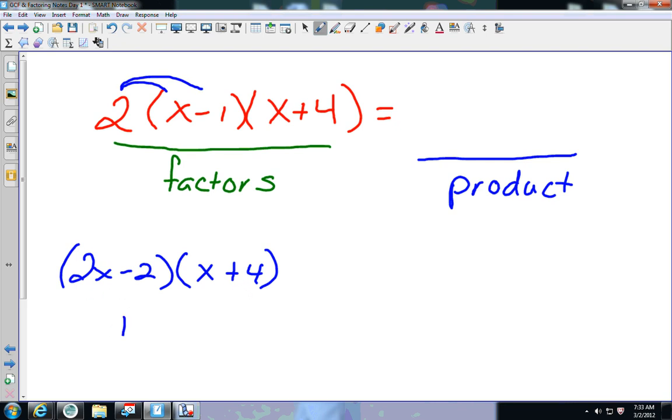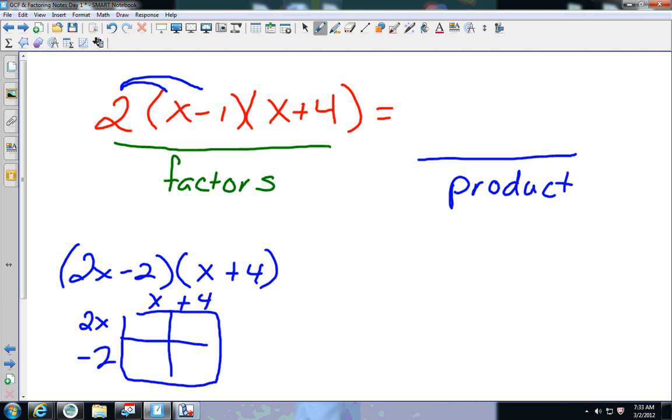Okay, and then on this one, to find your product, you would have to go through and do the box, putting your factors out here, finding your answer, and that would be your final product. So you would have to multiply all of this together. A lot of times I like to do it like this. I'm going to have the 2 out here, and I'm going to multiply the x minus 1 times the x plus 4, and I would have gotten x squared plus 3x minus 4.